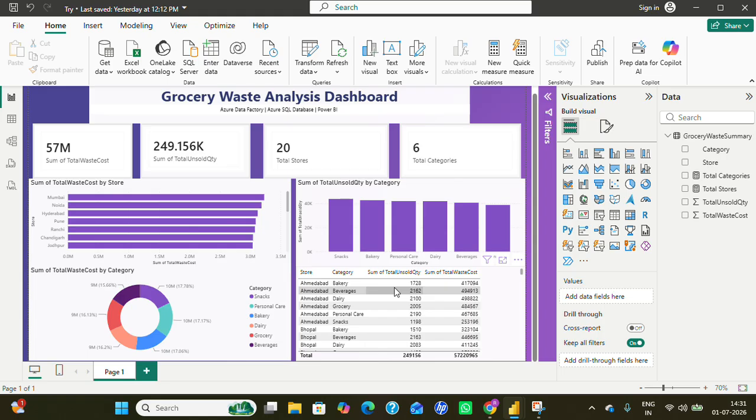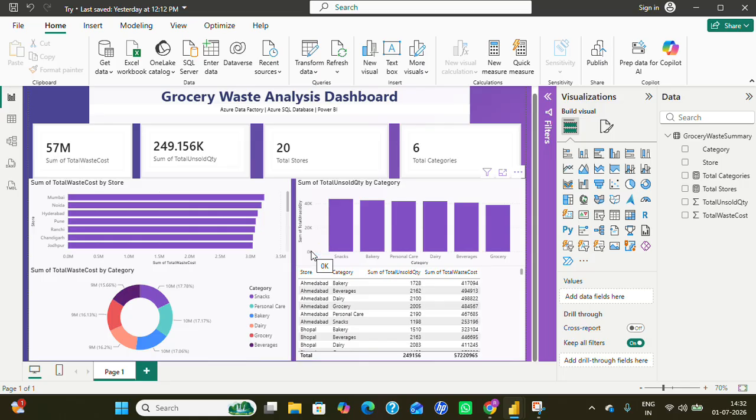this interactive dashboard. At the top, I have four KPI cards: total waste cost, total unsold quantity, total stores, total categories. Below the KPI cards, the bar chart compares waste cost across different stores. The donut chart shows the waste distribution across different product categories. The column chart displays the unsold quantity by category. The table provides detailed information for every store and category. I also added slicers for store and category, allowing users to filter the dashboard interactively.